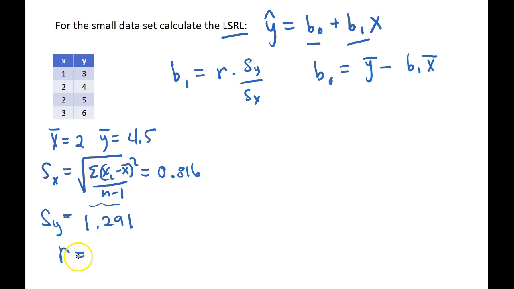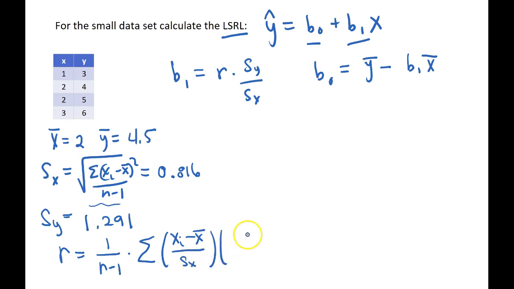So we've already calculated this in a previous example, but we could calculate it if we wanted to by hand by doing 1 over n minus 1 times the summation of each observation of x minus the mean of x, divided by the standard deviation of x, times its respective paired values, so y i minus y bar, the average of the y's, divided by the standard deviation of the y's. So we could calculate it by hand here. I've already done this, so we've calculated the correlation coefficient to be 0.949.